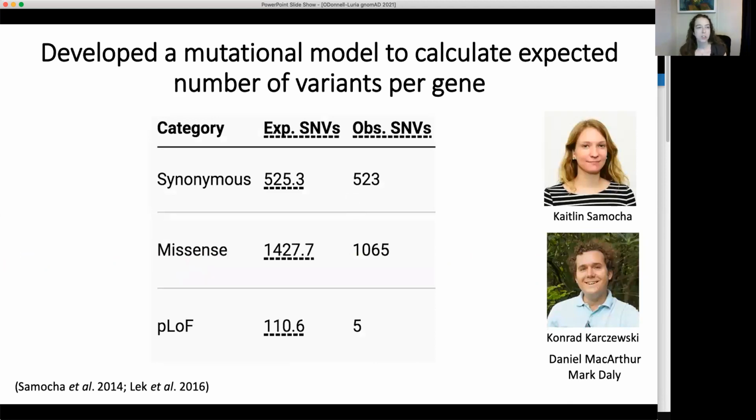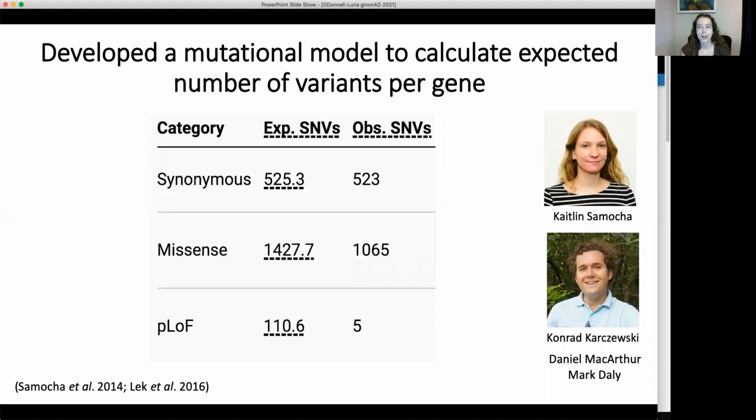So constraint is based on a mutational model that was developed by Kaitlin Samocha and Konrad Karczewski, along with Daniel MacArthur and Mark Daly. And the basic idea here is that they calculated the number of expected single nucleotide variants. So this is just SNVs, not including indels in this model. Single nucleotide variants that would cause a synonymous change, a missense change, or a predicted loss of function, which includes nonsense and essential splice sites. And they asked, how many of these do we expect for each gene, given what we know about mutational rates?